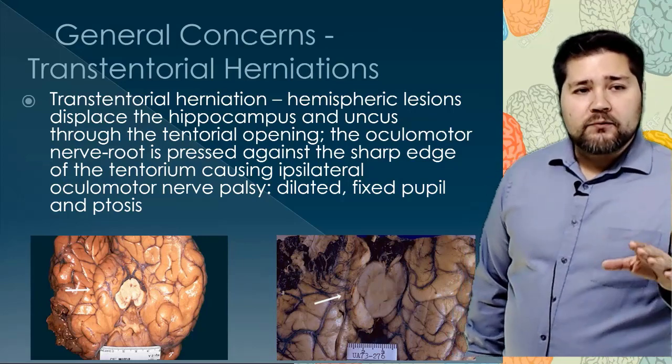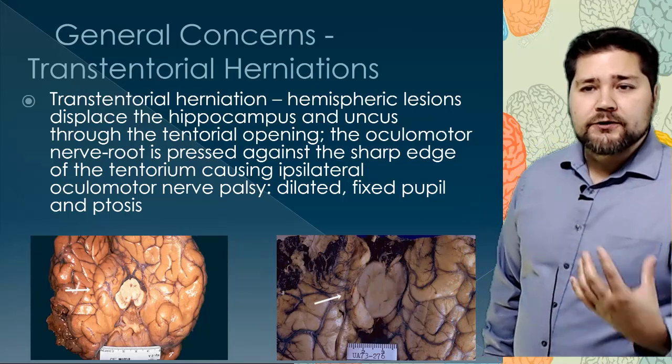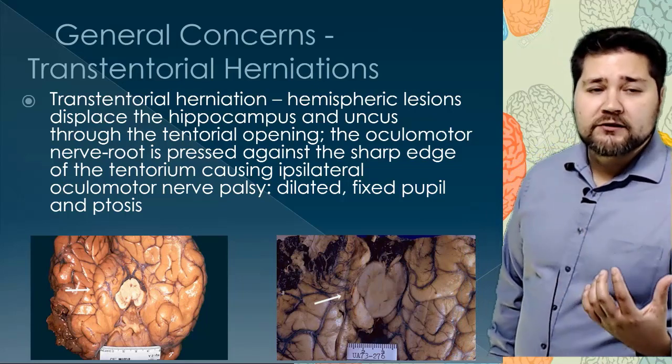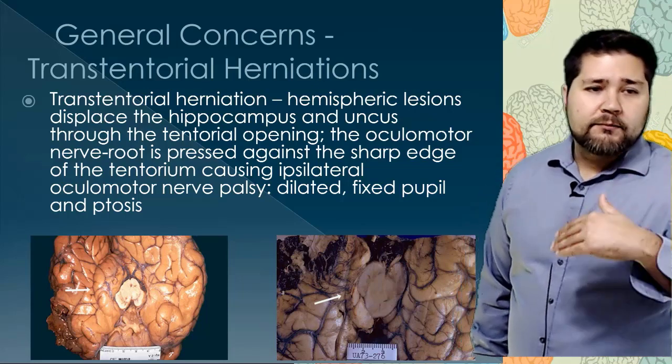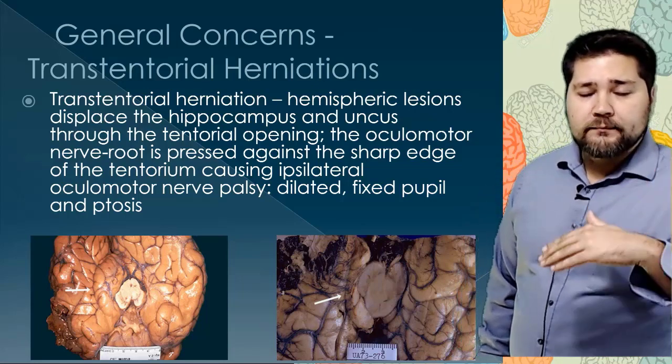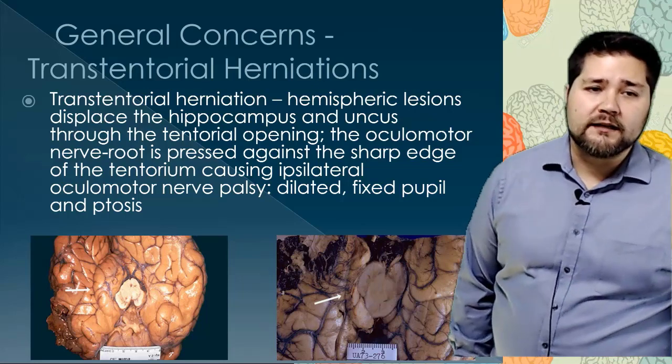And what can happen with that is if we get any sort of mass or disruption in the upper hemispheres, so maybe our cerebrum on either side, that can start to push brain tissue through that tentorium and will ultimately lead it to pinch off.